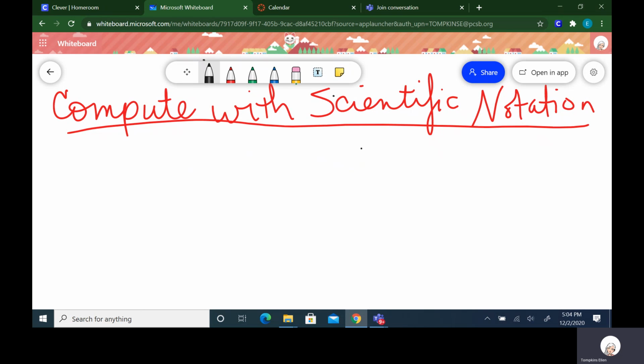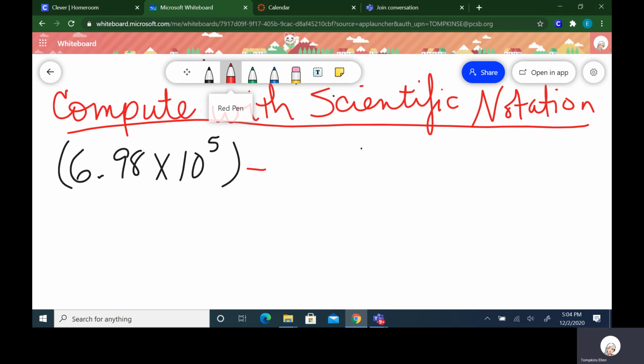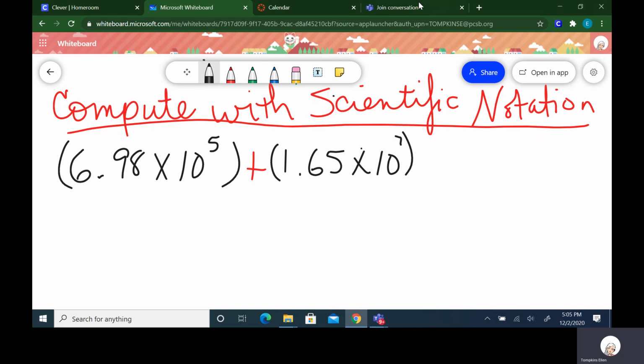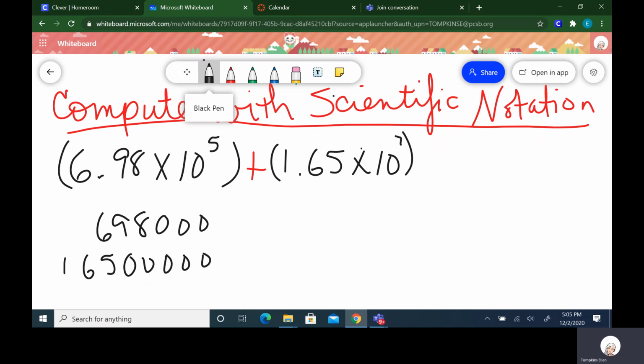So what we have here is 6.98 times 10 to the 5th power. And we're going to add it to 1.65 times 10 to the 7th. Now, if you look at this, you're thinking, oh, good, I'll just stack them and move on. No, you really can't do that, because this is to the 5th power. So that number in standard form would be 698 with 3 zeros. This one would be 165. So you can see how they're lined up differently.